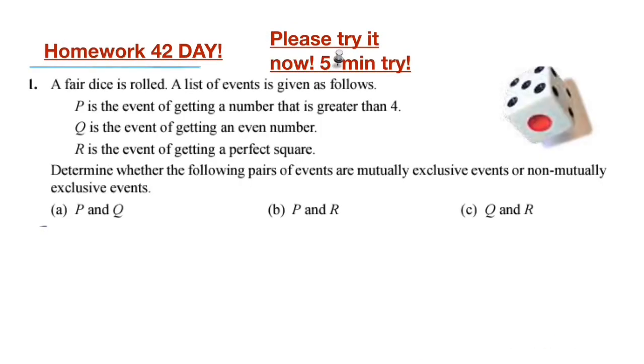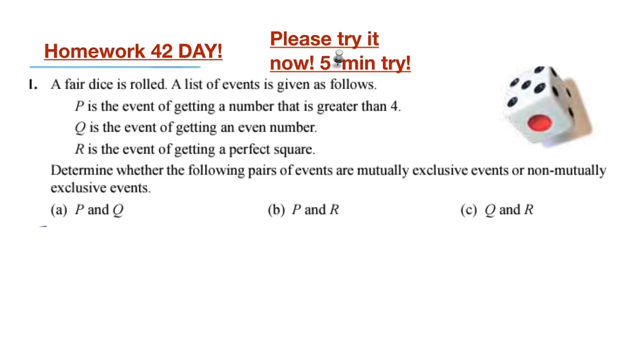Homework for today. Please try it now. 5-minute try. A fair dice is rolled. A list of events is given as follows. P is the event of getting a number that is greater than 4. Q is the event of getting an even number. R is the event of getting a perfect square. Determine whether the following pairs of events are mutually exclusive events or non-mutually exclusive events.